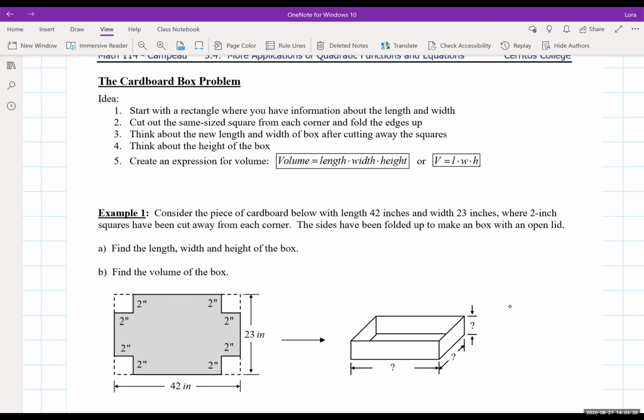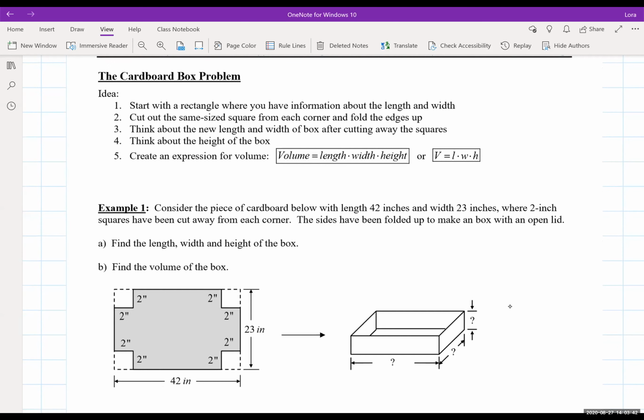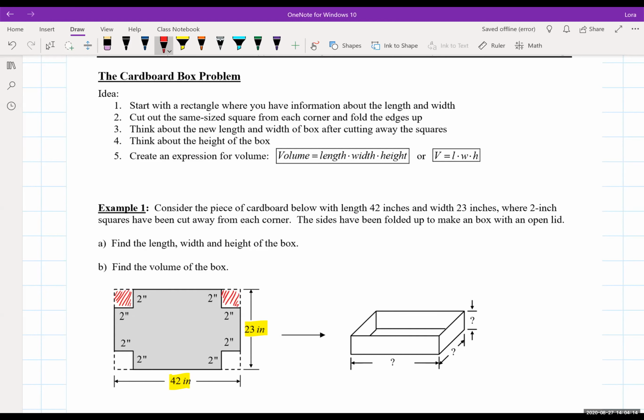So I've got a concrete example to show, and then I'll show you the more abstract one that we will deal with in this particular section. The idea is we always start off with the rectangle, and they always give us some sort of information about the length and the width. In our example one, the length is 42 inches and the width is 23 inches. Then we cut out an equal size square from each corner of our rectangular piece of cardboard.